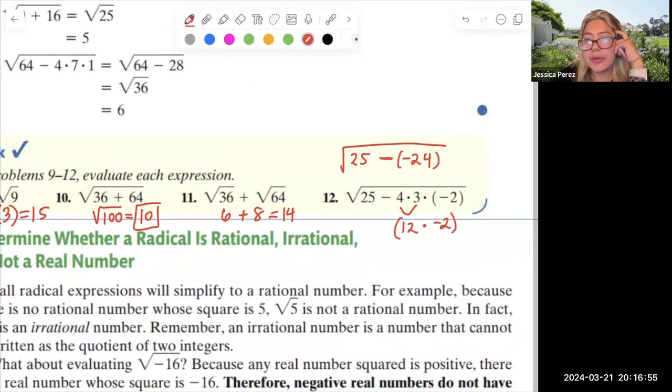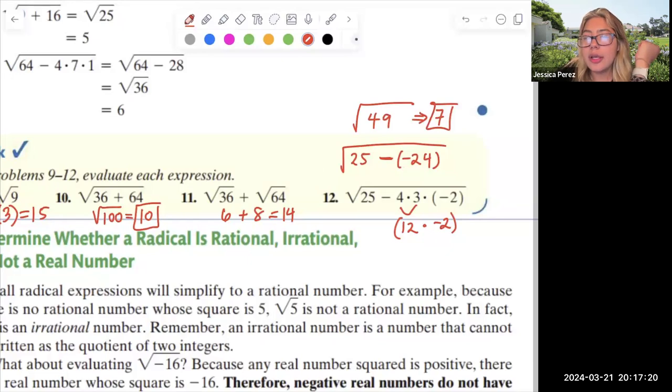So Daryl, is Daryl in here? Yeah, Daryl. You know how you said the two negatives? This is where the minus becomes addition. So negative becomes a plus. So that gives me the square root of 49, which is 7. So 7 is the answer for number 12.